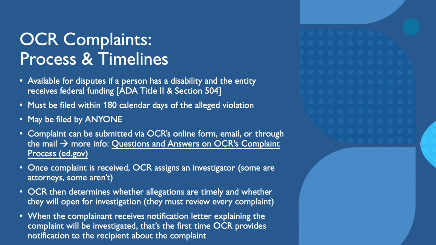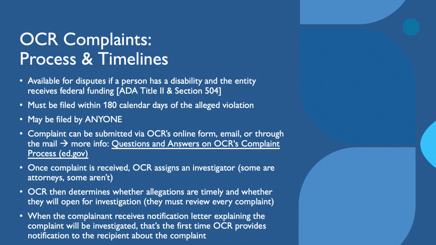OCR complaints must be filed within 180 days of the alleged violation. They may be filed by anyone, and they are sometimes able to keep a person's identity confidential, but complaints may not be filed anonymously. Complaints can be filed online, by email, or through the mail. The complaint simply needs to include the facts that you are alleging. You do not have to include legal arguments. You should get a letter or email confirmation acknowledging that OCR received your complaint.